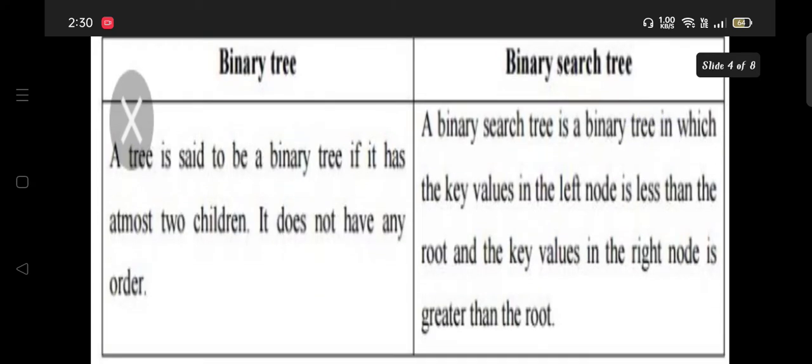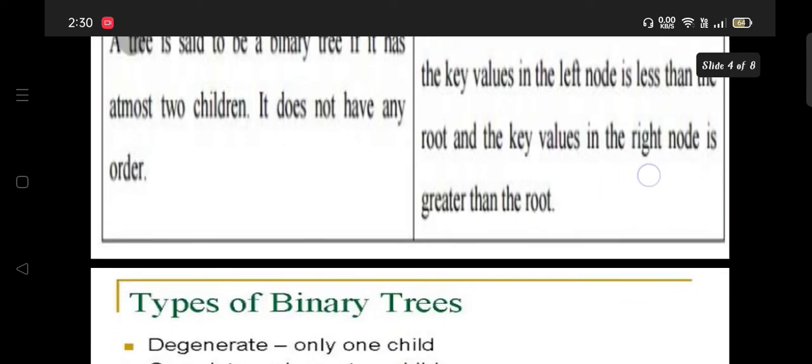In a binary tree, a tree is said to be a binary tree if it has at most two children. It does not have any order. Binary search tree: a binary search tree is a binary tree in which the key values in the left node are less than the root and the key values in the right node are greater than the root.